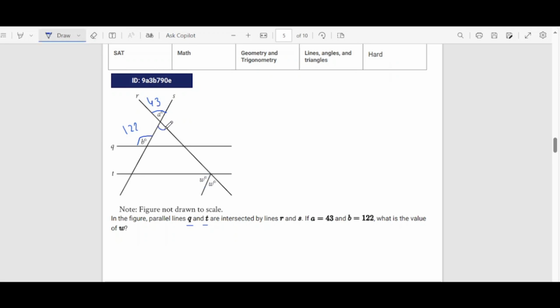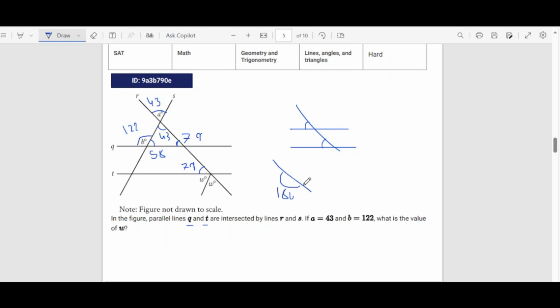If this is 43, then this is also 43. If this is 122, then this angle is 180 minus 122, which equals 58. And this angle equals 180 minus (43 plus 58). Why? Because the sum of the three angles of a triangle equals 180. So this gives us 79. Now, if this is 79, this is also 79, because these two angles are equal. So now let's subtract 79 from 180, because on a straight line, all angles add up to 180 degrees.